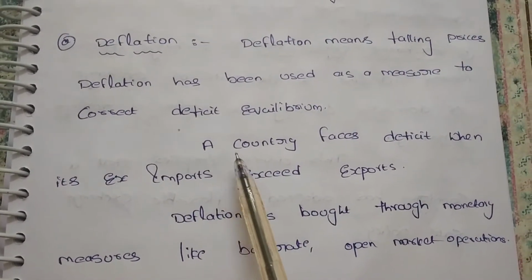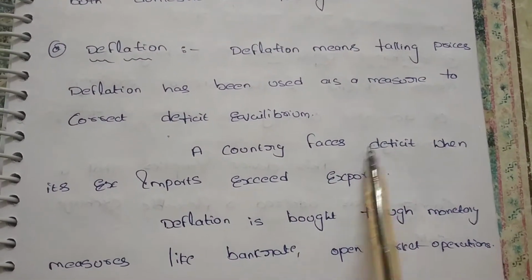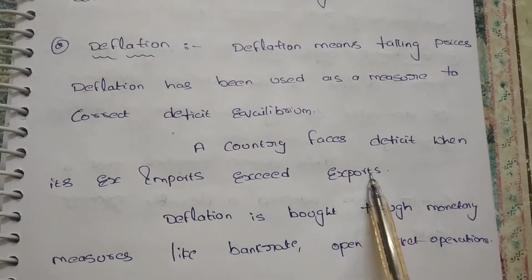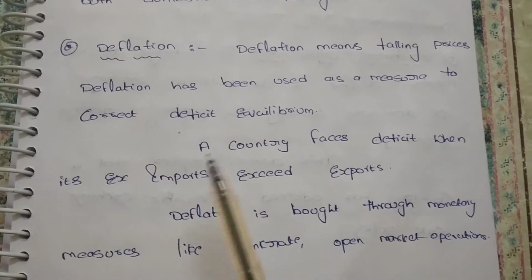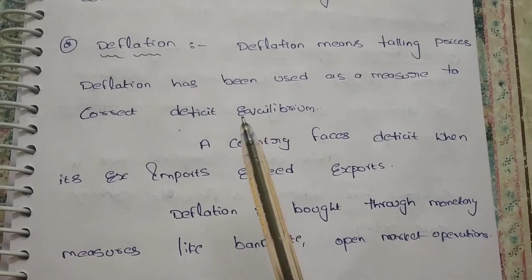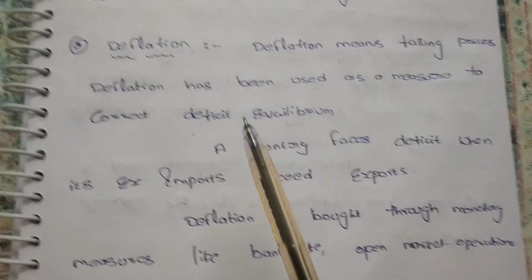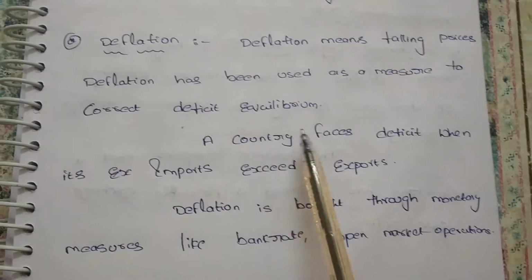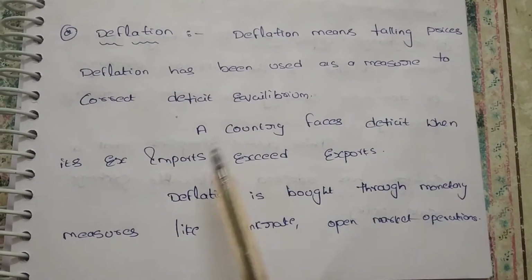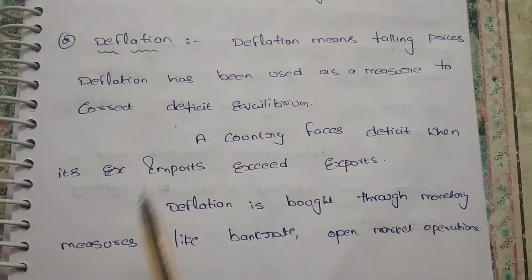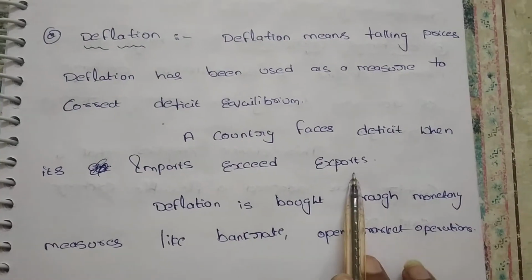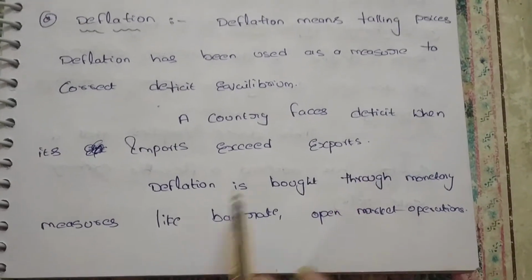How? Let's see here. A country faces a deficit when its imports exceed exports. We know that when disequilibrium occurs, when our imports are more compared to our exports, we can say there is a deficit.